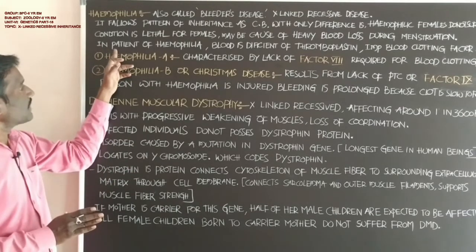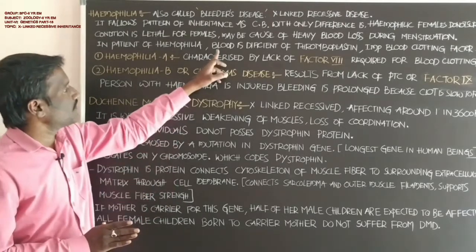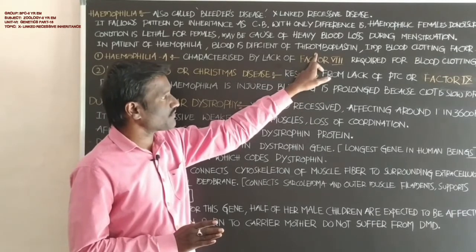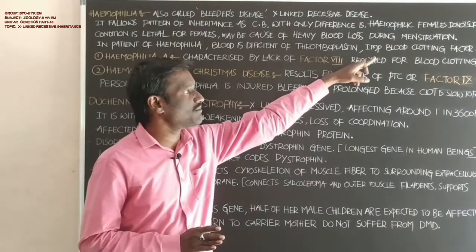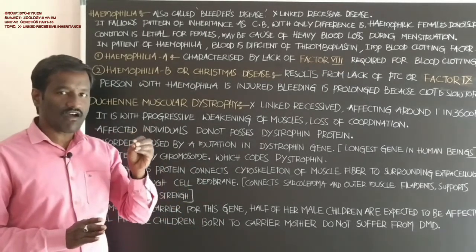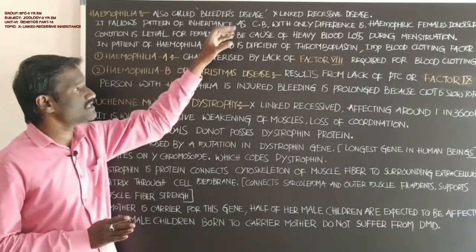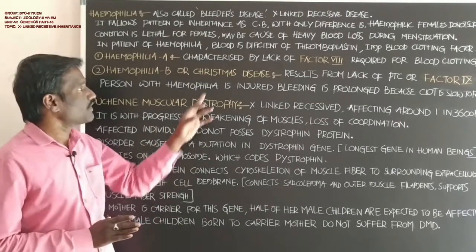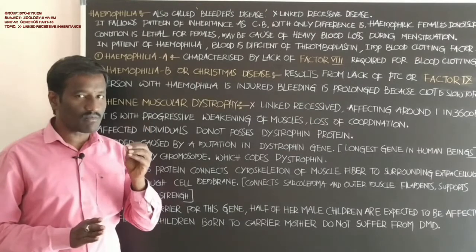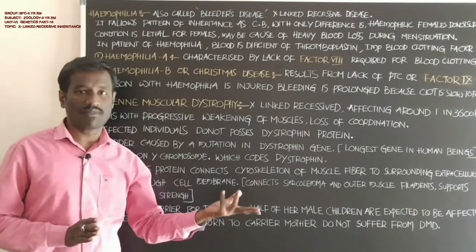Next, students, in patients with hemophilia, the blood is deficient in thromboplastin. Thromboplastin is an important blood clotting factor. Thromboplastin is not formed in bleeder's disease patients. Thromboplastin is one of the blood clotting factors. It is necessary to clot the blood.